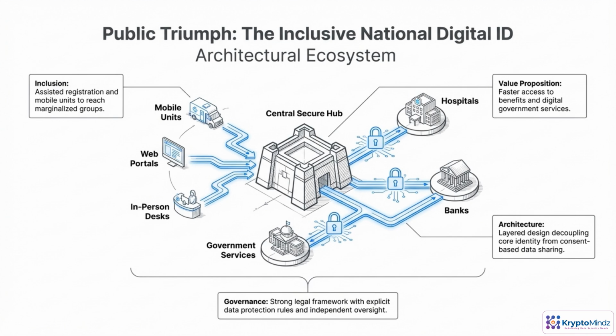Now let's see that lens in action. Picture an ecosystem with a single, secure national ID backbone, but many different doors into it. People enroll or access services through web portals, in-person desks, or mobile units that reach remote or marginalized communities. That core identity then unlocks hospitals, banks, and government services through consent-based layered data sharing. Around all of this, governance is crucial. Clear law, strong data protection rules, and independent oversight to keep power in check.